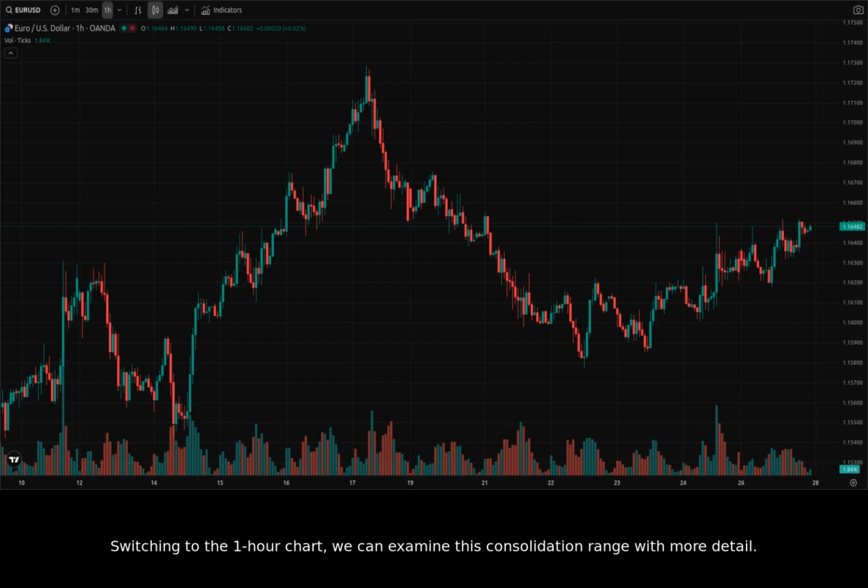Switching to the 1-hour chart, we can examine this consolidation range with more detail. Here you can see the bounces off the 1.1542 area in mid-October very clearly. The subsequent rally was capped just below 1.1730. Since then, the price action has been choppy and sideways, coiling up in an even tighter range over the past week. We're currently trading around 1.1630, right in the middle of this recent micro-range.